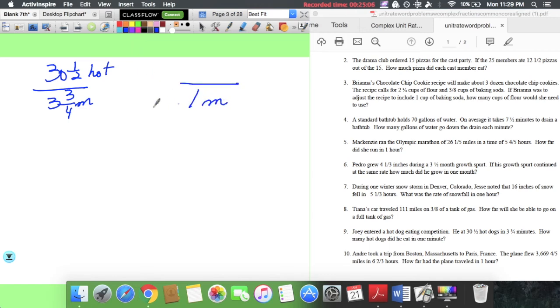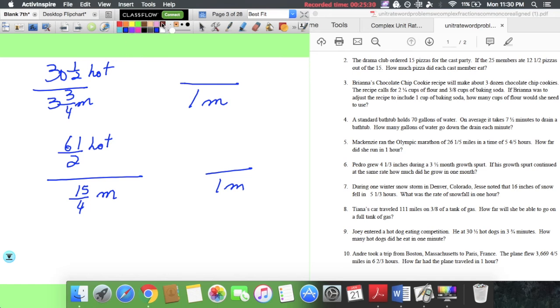Well, I'm going to make some changes here. Instead of 30.5, I'm going to write 2 times 30 is 60, 61/2 hot dogs. And instead of 3 3/4 minutes, I'm going to multiply 4 times 3, which is 12, 12 plus 3 is 15, so 15 over 4 minutes. I just rewrote it using improper fractions.